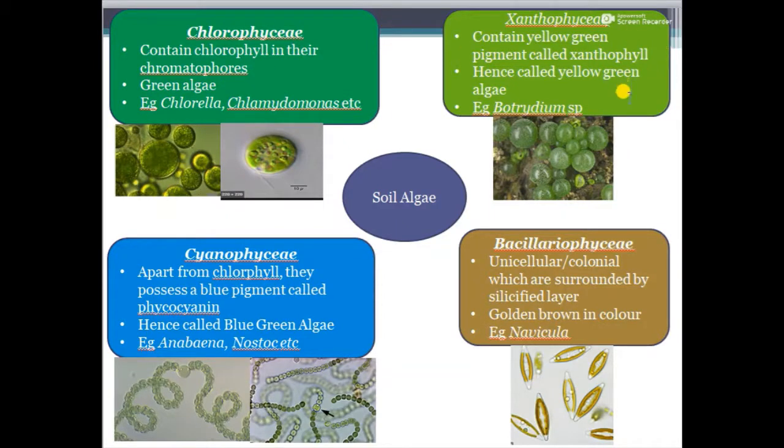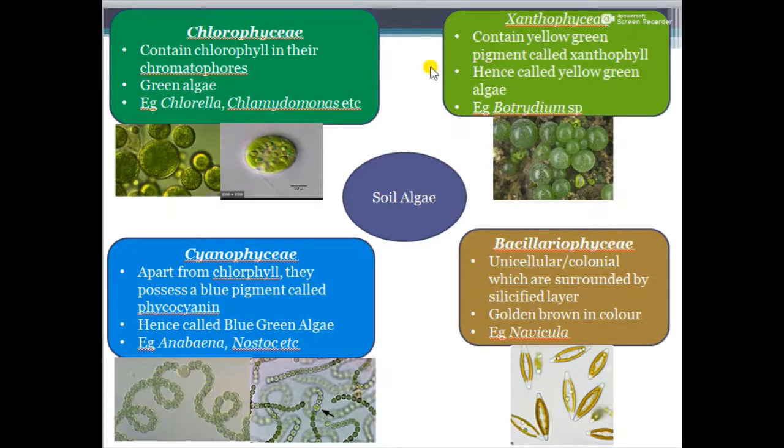Then the second group is xanthophyceae. Xanthophyceae is yellowish green in color, and the pigment called xanthophyll is present here, and hence we call it yellow green algae. Botrydium species is an example of this. Then we have cyanophyceae. It contains chlorophyll, and also a blue pigment called phycocyanin. So that is called blue green algae. Examples are Anabaena as well as Nostoc.